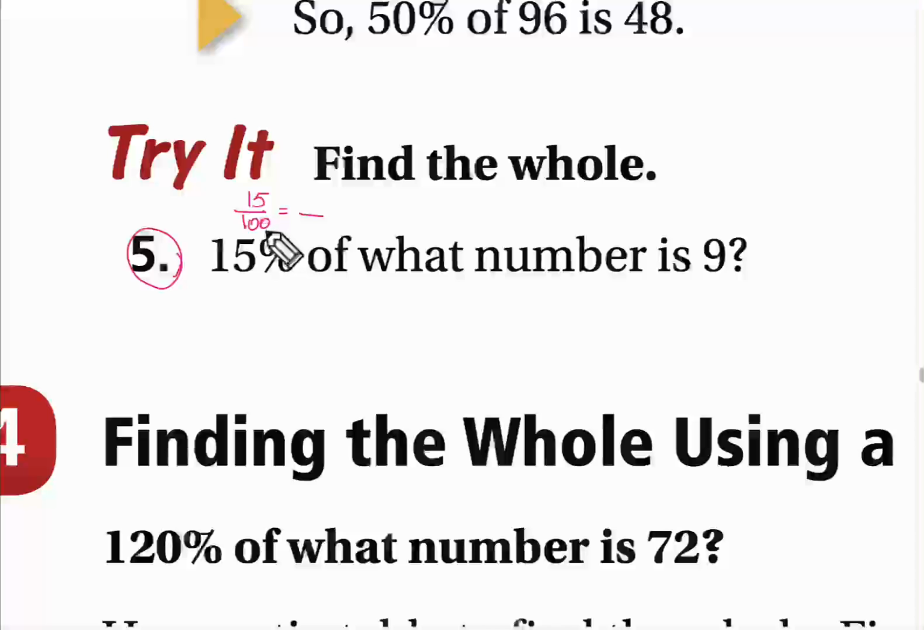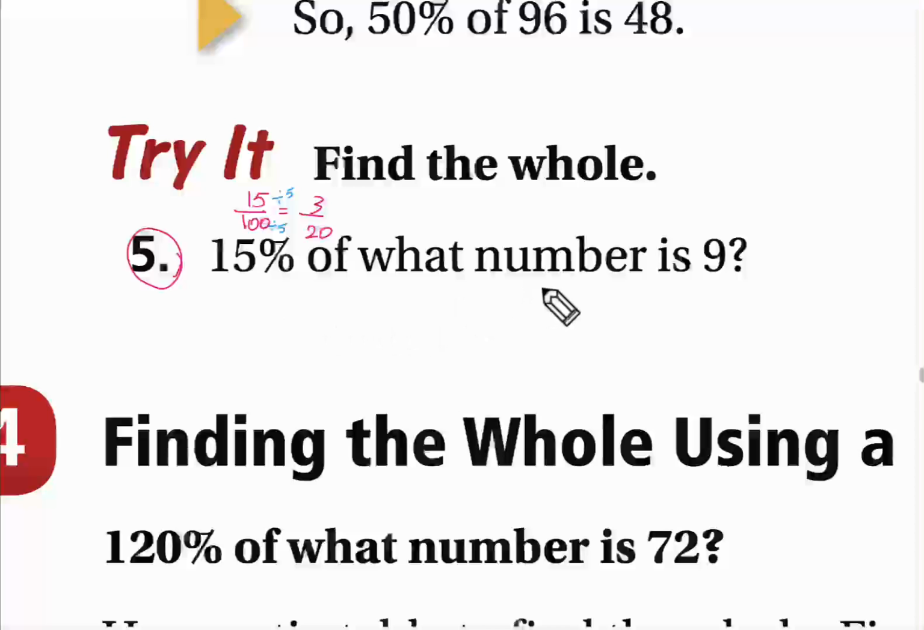We can. How can you multiply 15 by 2? 15 is 3 multiplied by 5, so you can divide by 3 or 5. And 100 is not divisible by 3. So the only number that you can divide by is 5. So let's divide by 5. 15 divided by 5 and 100 divided by 5. So 3 over 20. Okay.